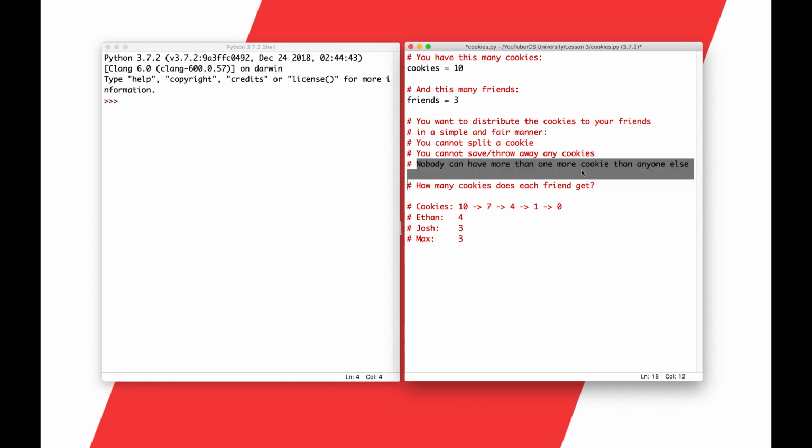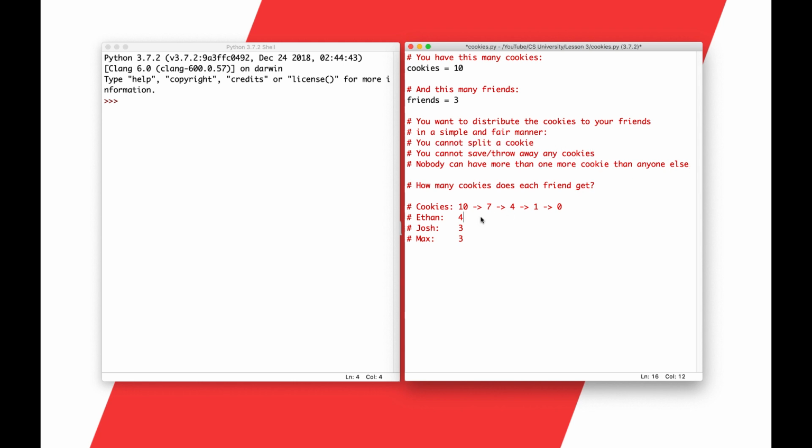But what about this last rule? Nobody can have more than 1 more cookie than anyone else. Well, we can look and see Ethan has 4 cookies, and Josh and Max both have 3. So Ethan has 1 more cookie than Josh. We said that nobody can have more than 1 more cookie. Ethan has exactly 1 more cookie, which is not more than 1 more. And so therefore, this arrangement is fair. It's simple and fair. It passes all three of these tests.